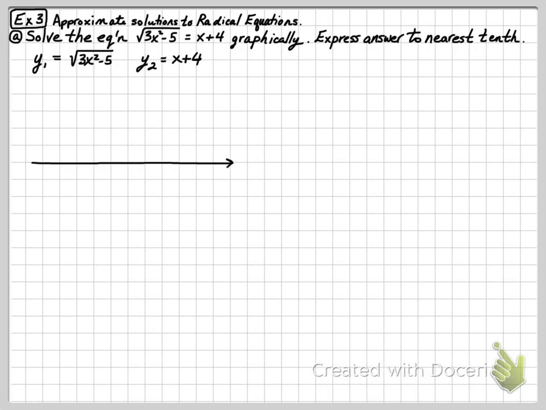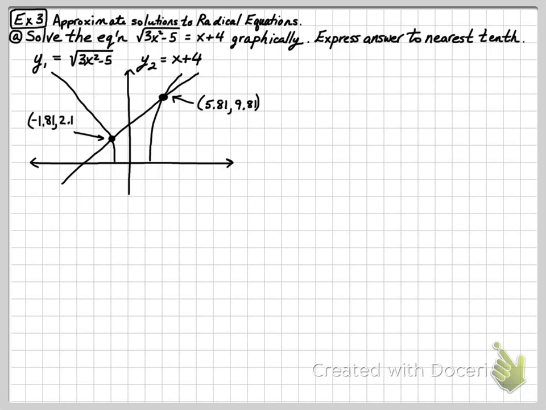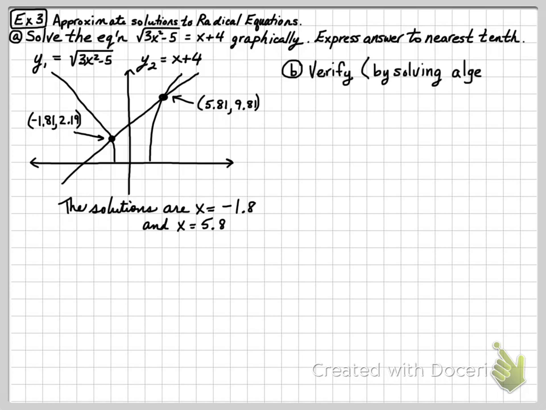Now when you plot it, you're going to find the intersection point. Notice that there's two. One of them is when x is 5.81, y will equal 9.81, and when x is negative 1.81, y will equal 2.1. So those are the two solutions for this radical equation. Sometimes there'll be one, sometimes there'll be two. Now, these solutions, as you can see, are negative 1.8 and 5.8.